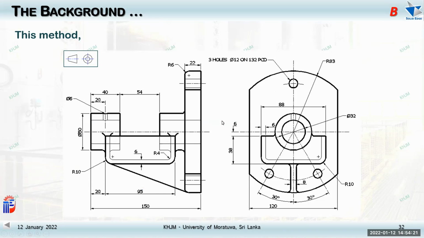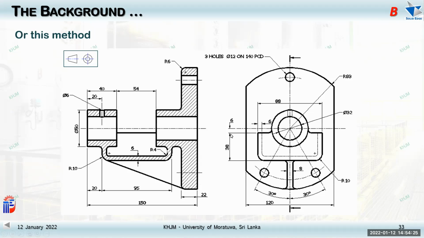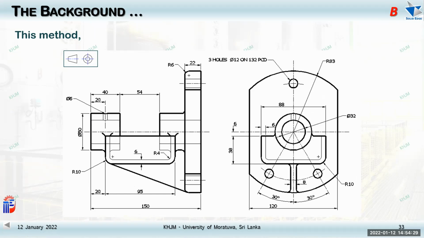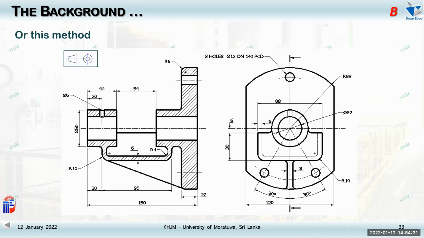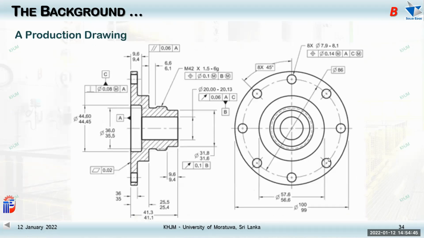I actually remove the section line from the same view. Let's look at the other one. Which one is more clear? Go back to the previous one again and look at this one again. The reason why we use sectioning is to give a more understandable view of the inside of the object. And then here you can see a production drawing.